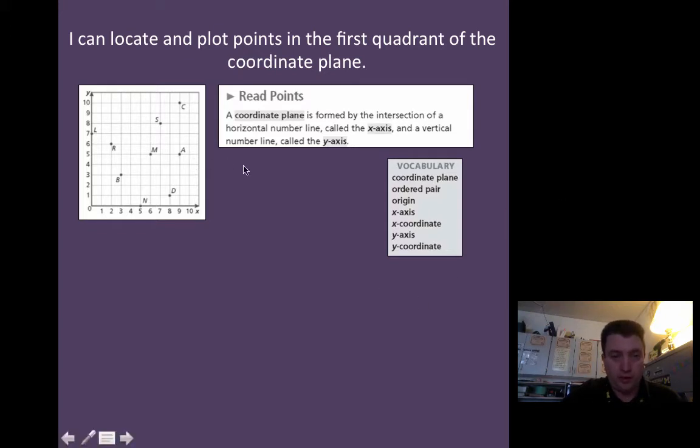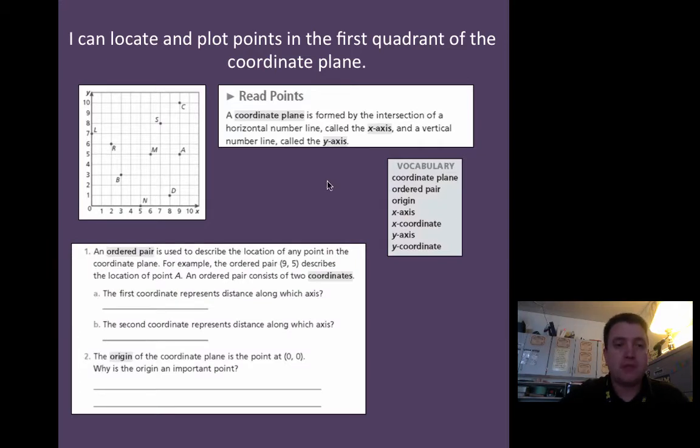Okay, so when we look at a coordinate plane, and you might have heard these referred to as a coordinate grid, it is formed by the intersection of a horizontal number line called the x-axis, here's the letter X, this is your x-axis, and a vertical number line called the y-axis. So here's your y-axis right here. Some other vocabulary we're going to take a look at as we go through this: this thing here is called the coordinate plane, or coordinate grid, as I'm sure you've heard it referred to in your previous years in 4th grade.